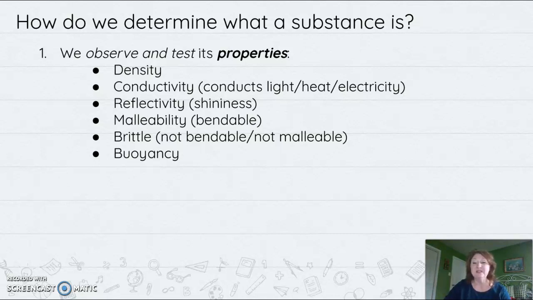Does it have reflectivity or shininess, also known as luster? How malleable is it? Can it bend without breaking? And if it can't, we call it brittle because it's not bendable. It's not malleable. Maybe buoyancy. And there's a whole lot of other properties that we observe and test for.